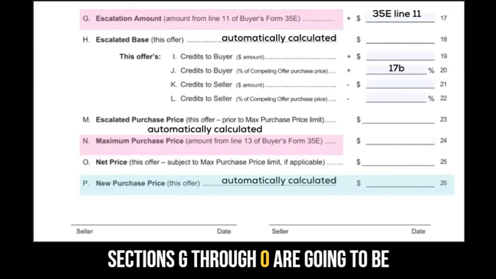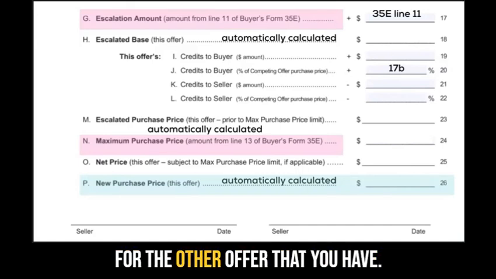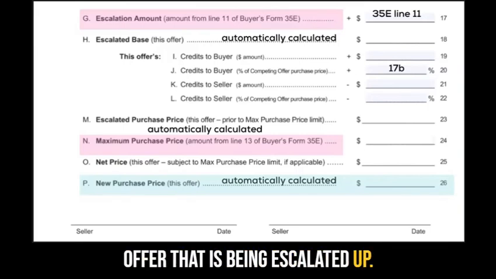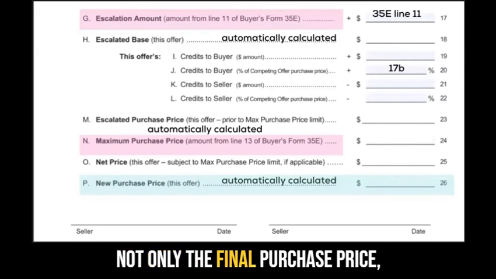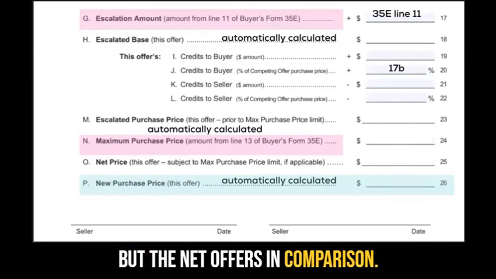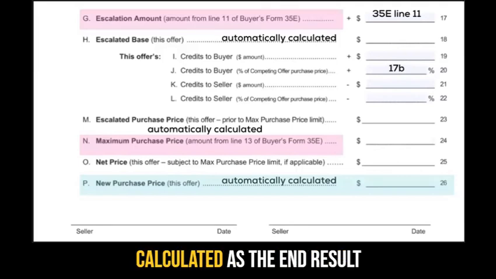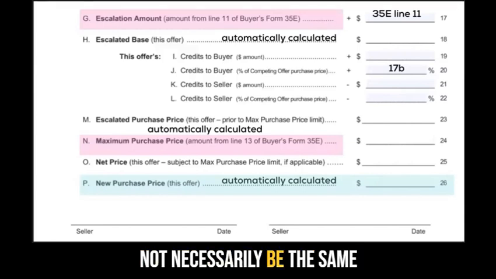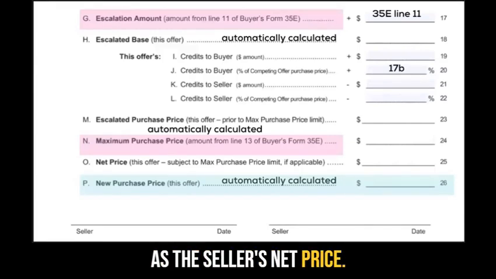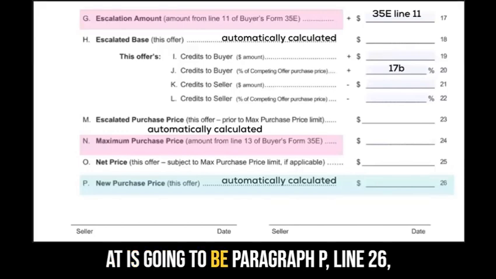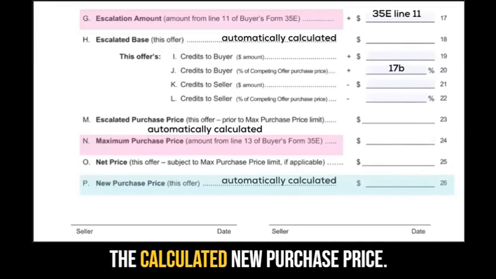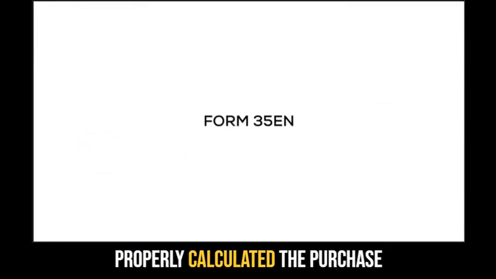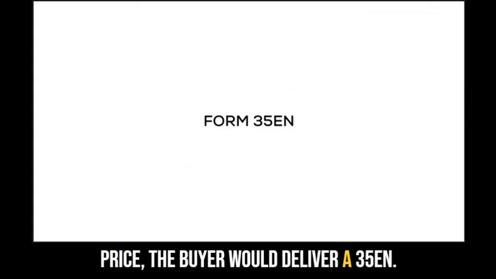Sections G through O are going to be for the other offer that you have. This section comes from the offer that is being escalated up. With this form, the seller can compare not only the final purchase price, but the net offers in comparison. The final purchase price is calculated as the end result with all the information added, and the purchase price will not necessarily be the same as the seller's net price. The final number you want to look at is going to be paragraph P, line 26, the calculated new purchase price. If the buyer does not think the seller properly calculated the purchase price, the buyer would deliver a 30N.